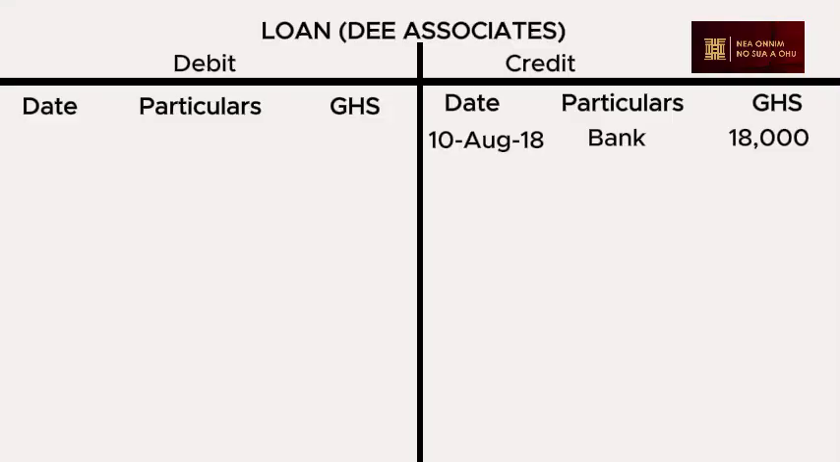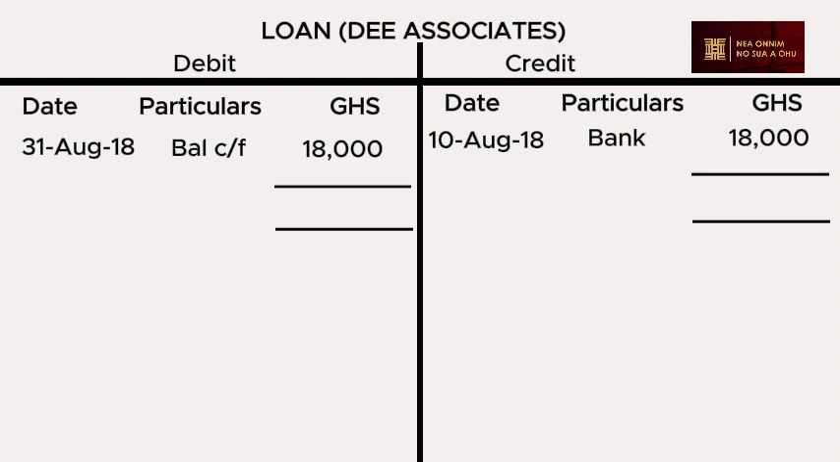Now, let's look at D Associates, which is the loan account. In D Associates, which is the loan account, you'd realize we have 18,000 Ghana cedis on the credit side and zero on the debit side. So there's a deficit of what? 18,000 cedis on the debit side. And so we are going to record that for 31st August, balance carried forward of 18,000 on the debit side.